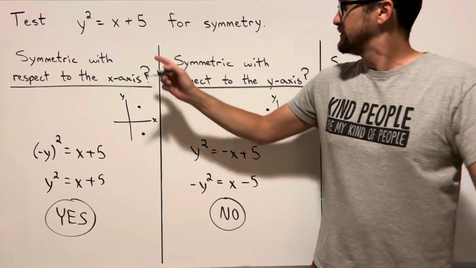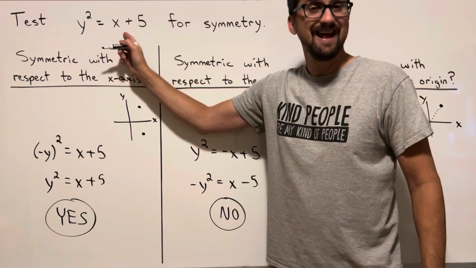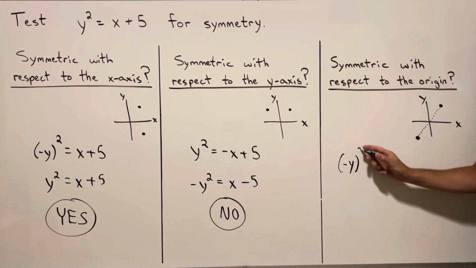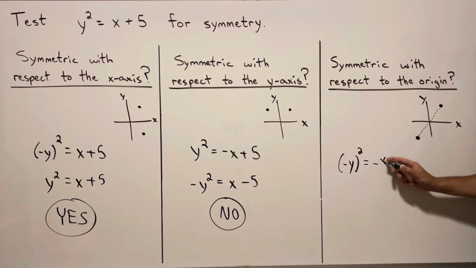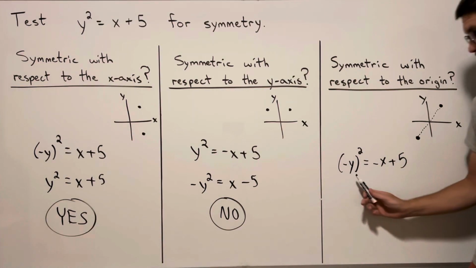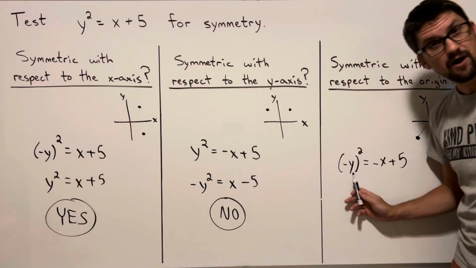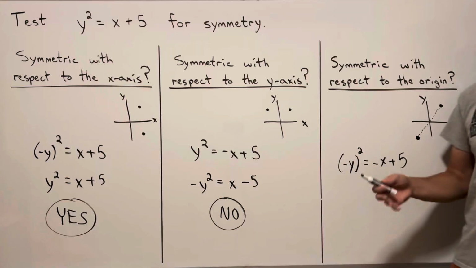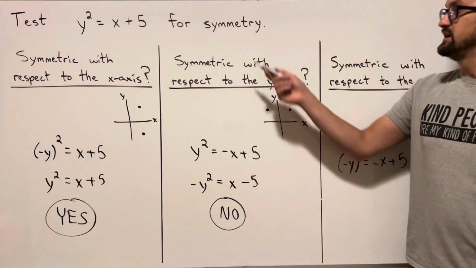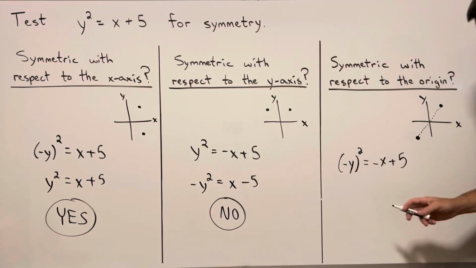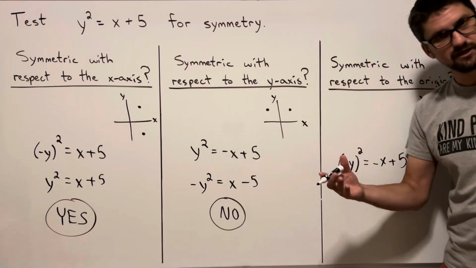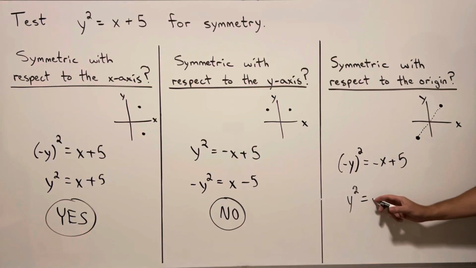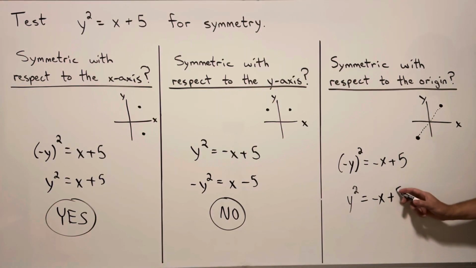All right, so with this one, I'm going to plug in negative y for y and negative x for x. So I'm going to have negative y squared equals negative x plus 5. So I plugged in both. Plugged in negative y for the y location and negative x for the x location. And then you determine if you can simplify this to make it look like the original equation. So negative y squared, that's going to come out to positive y squared. This one is going to have to stay the same.